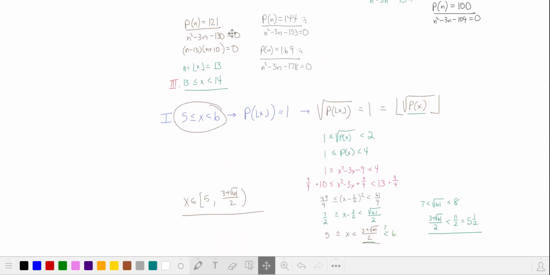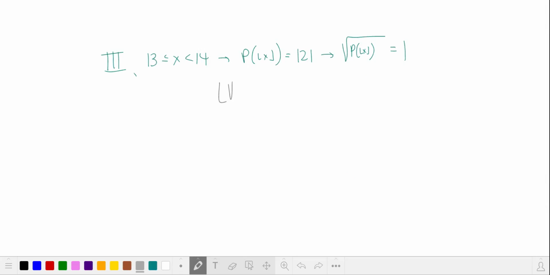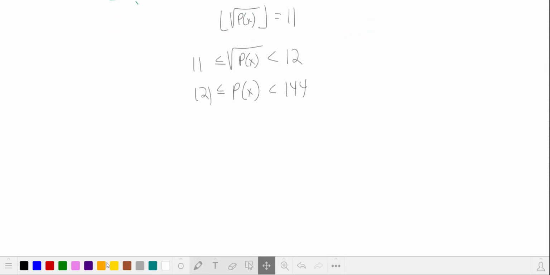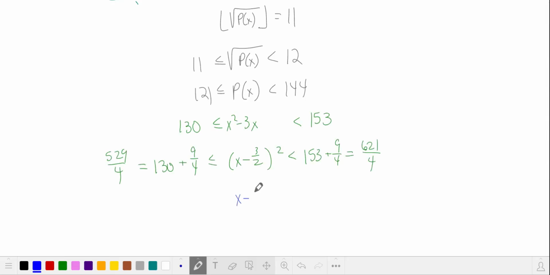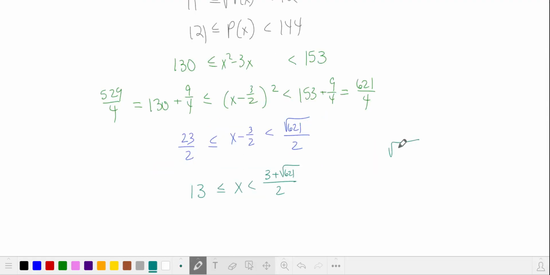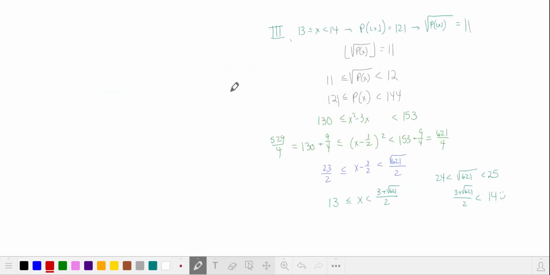That was x between 13 and 14. And p of x is 121 on that interval. So the floor of the square root of p of x is 11. Removing the floor function, the square root of p of x is between 11 and 12, and we'll square. So p of x is between 121 and 144. Substitute and add 9 and complete the square. And take the square root and solve for x. And checking root 621, that's between 24 and 25. So this expression is less than 14. So our solution on this interval is between 13 and 3 plus root 621 over 2.